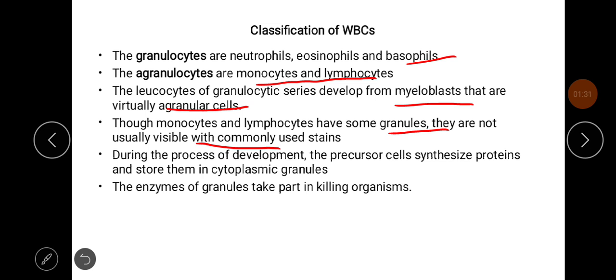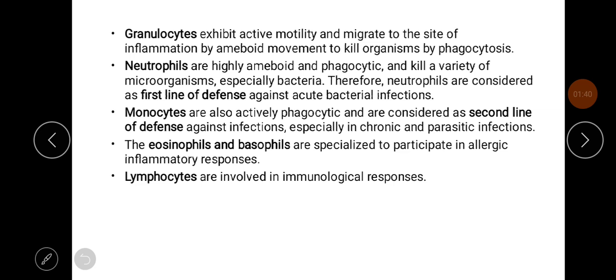During the process of development, the precursor cells synthesize proteins and store them in cytoplasmic granules. The enzymes of granules take part in killing organisms. Granulocytes exhibit active motility and migrate to the site of inflammation by amoeboid movement to kill organisms by phagocytosis. Neutrophils are highly amoeboid and phagocytic and kill a variety of microorganisms, especially bacteria. Therefore, neutrophils are considered as first line defense against acute bacterial infection.